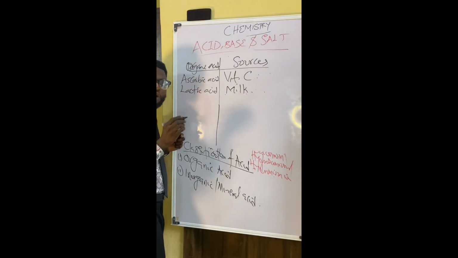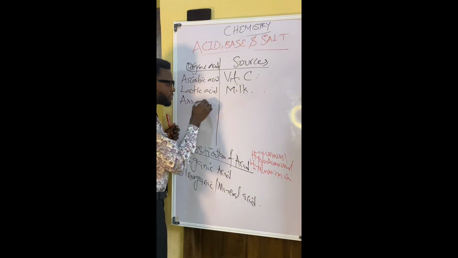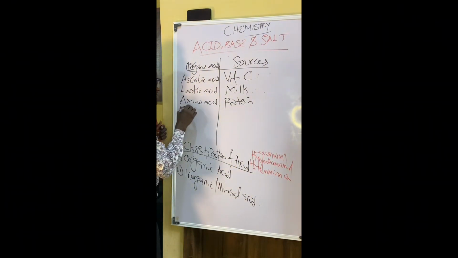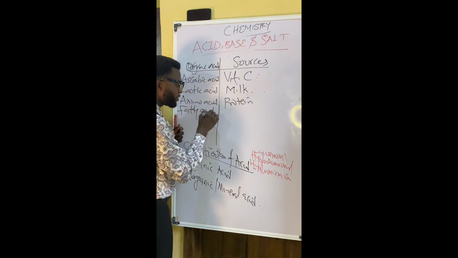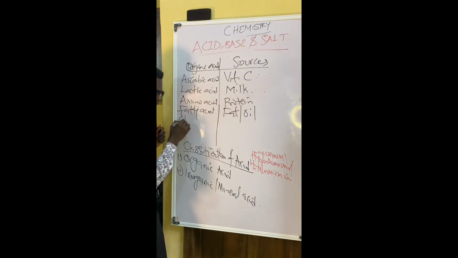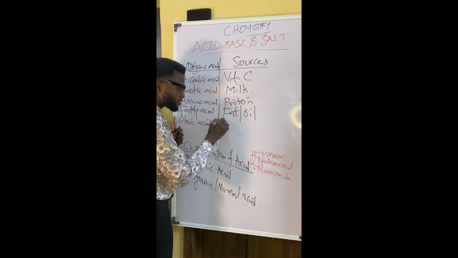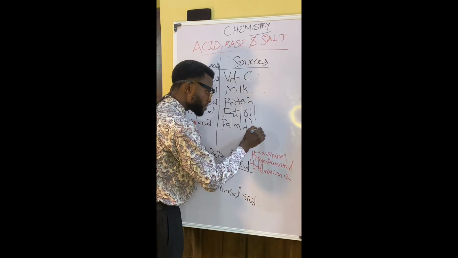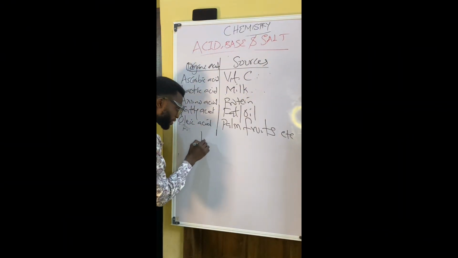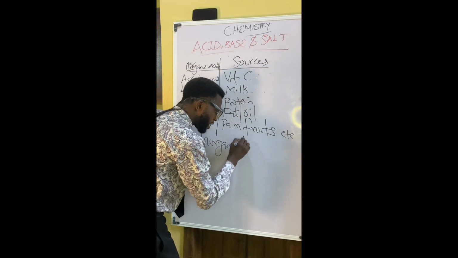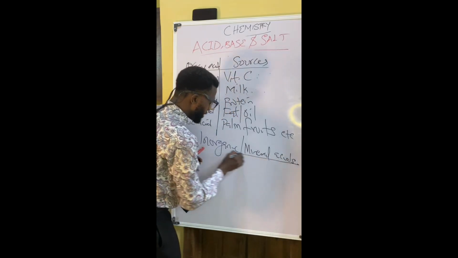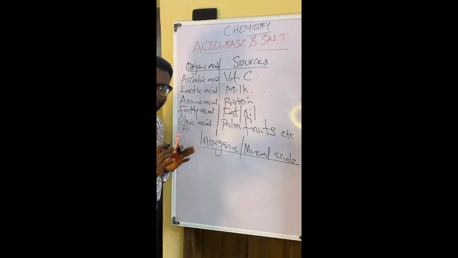Then we also talk about amino acid, gotten from protein, fatty acid, gotten from fat and oil, oleic acid, gotten from palm fruits, and so on. Inorganic acids are also called mineral acids. Why? Because they are synthesized or prepared in the laboratory.